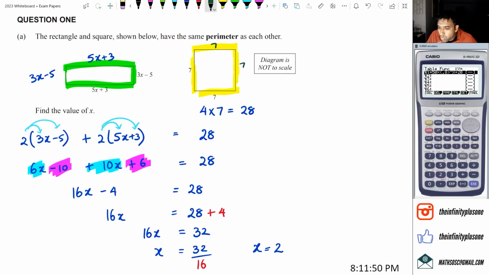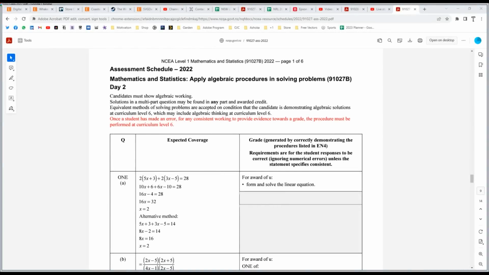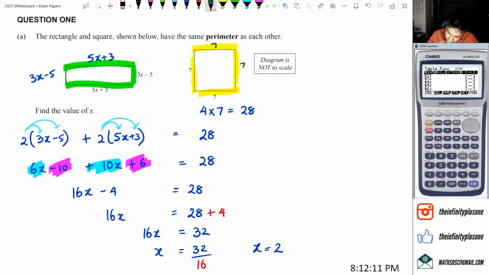As you guys can see, this question is actually worth an achieved, but you've got to form and solve the linear equation. So if you just write the answer of x equals 2, you probably won't get a grade for it. So you'll need to write up some sort of equation to actually get that achieved grade.